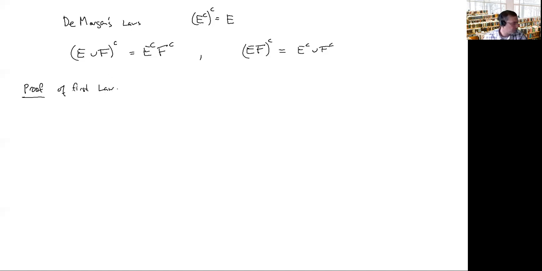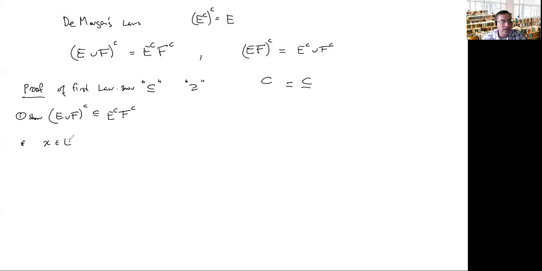And the way we'll do it is to show both inclusion this way and inclusion the other way. So we want to show that E union F complement is a subset of E complement intersect F complement. By the way, I sometimes do subset this way. I also use this symbol. They both mean the same thing. So that's the first thing we want to show. So let's show that first. So if X is any element of E union F complement, we must show that it lies in E complement intersect F complement, right?